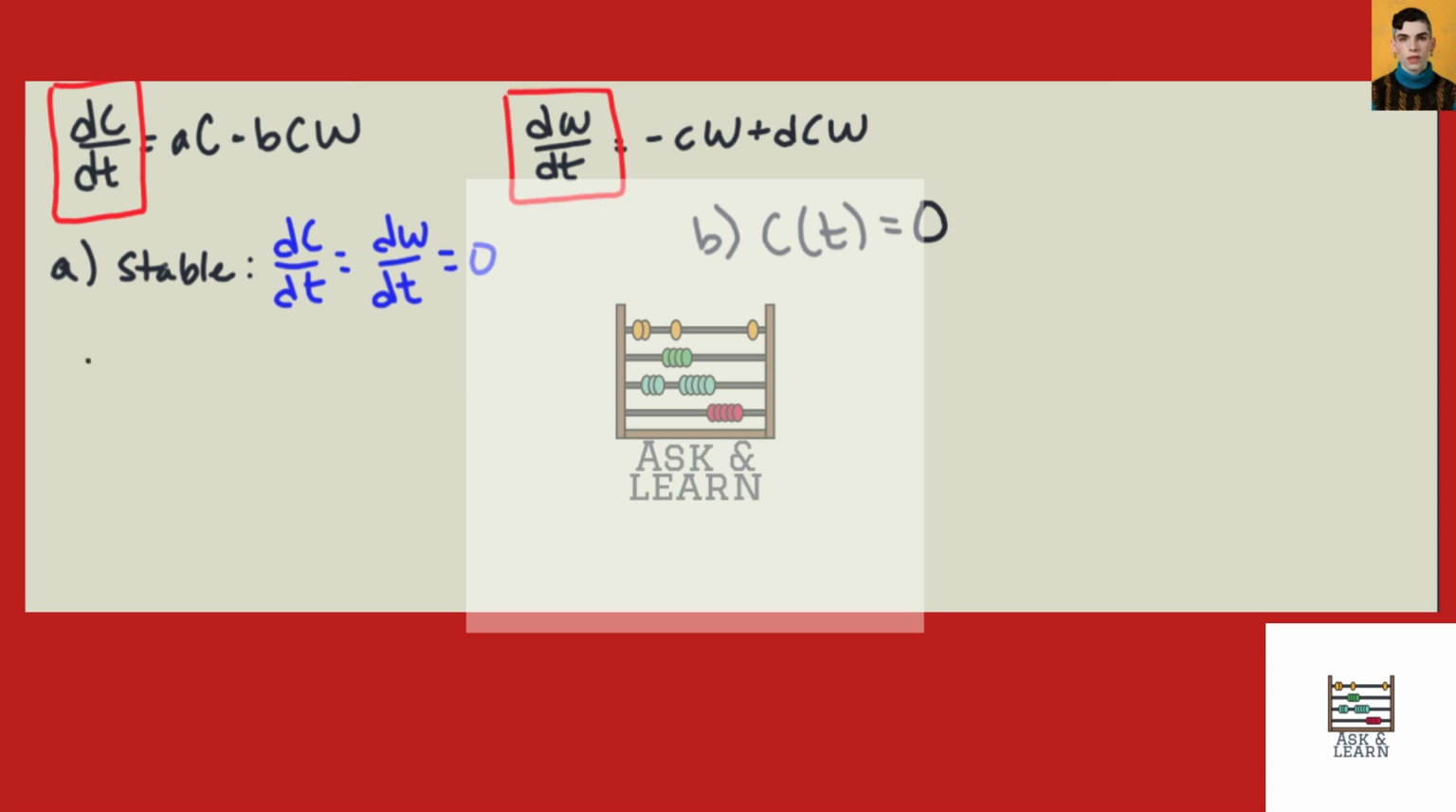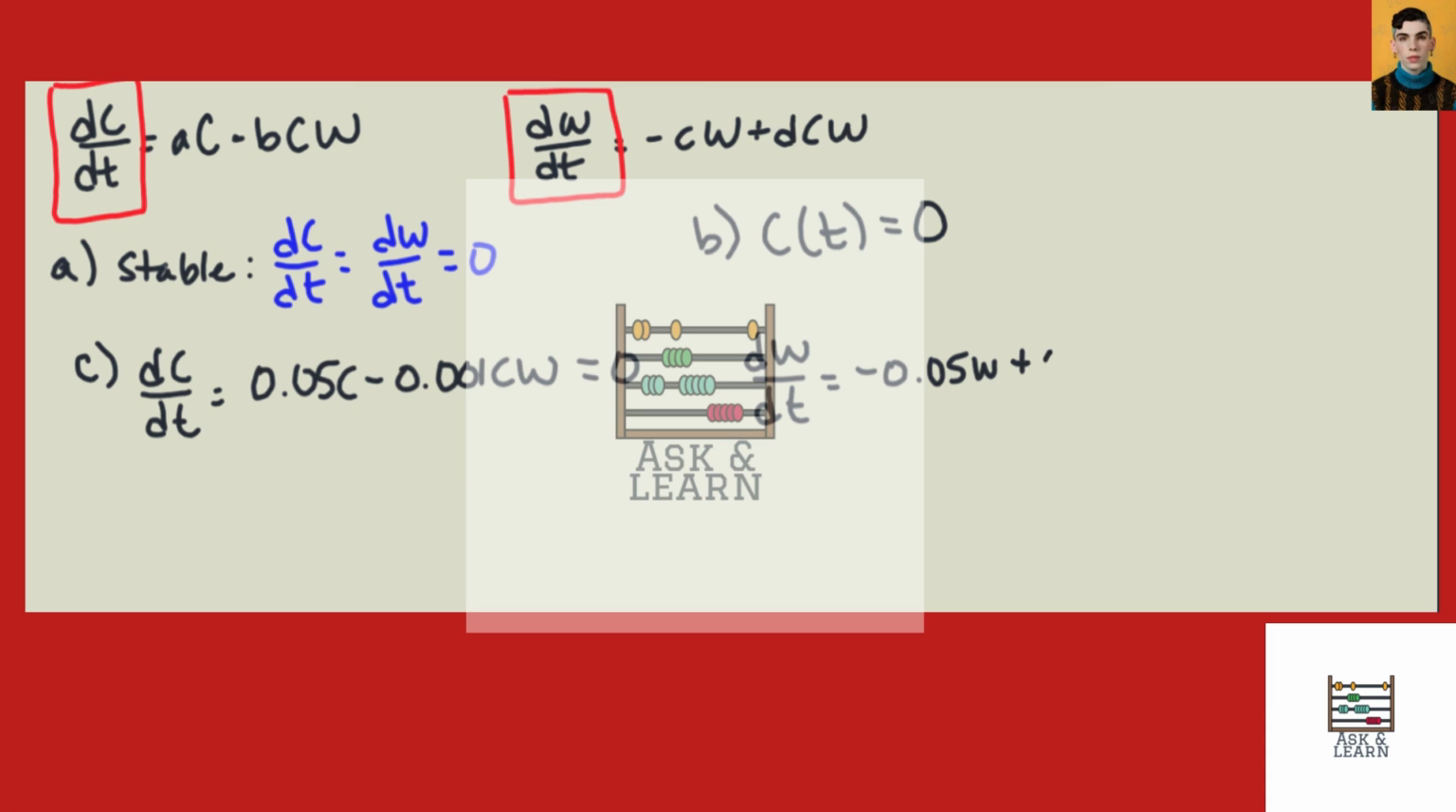Now for part C, we're given a bunch of numbers and we can substitute those into the equations that we have, and our goal is to find values of C and W that would be solutions to those equations. So we're going to substitute the numbers into dc/dt, and we get dc/dt equals 0.05 C minus 0.001 CW, and we want it to be stable, so that's going to equal 0. And for dw/dt, we substitute the given numbers in, and we get negative 0.05 W plus 0.0001 CW, and we want that to equal 0 for another stable population.